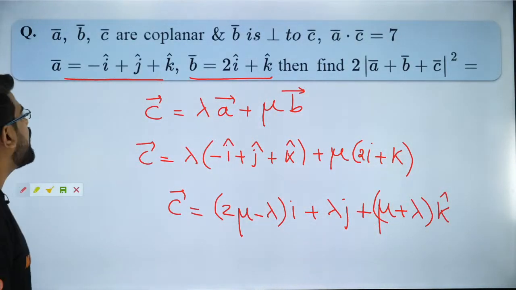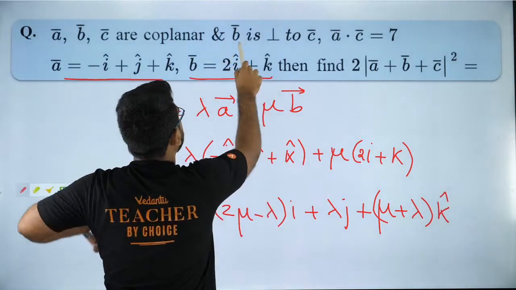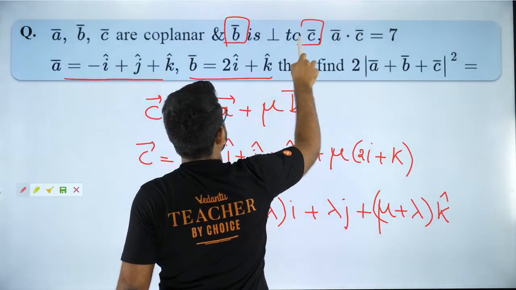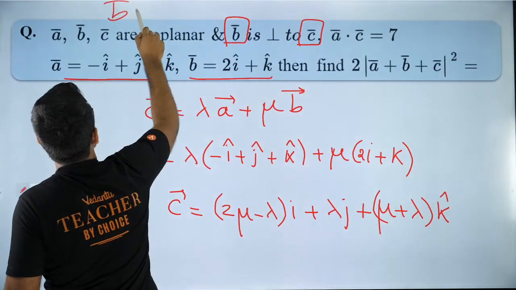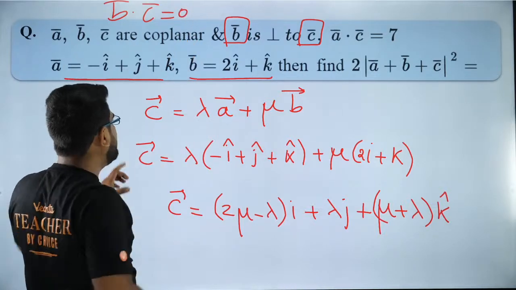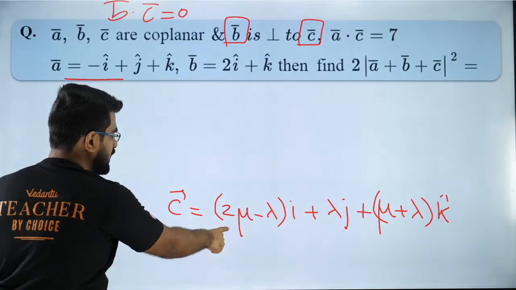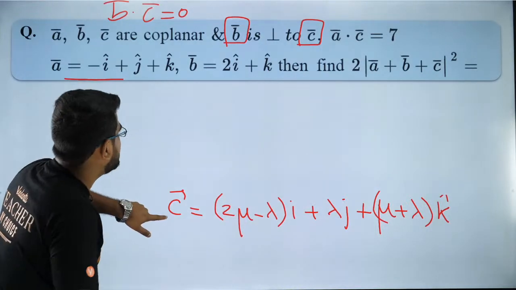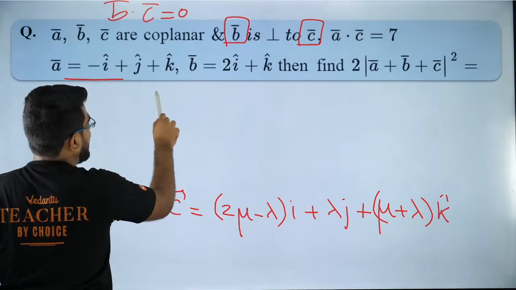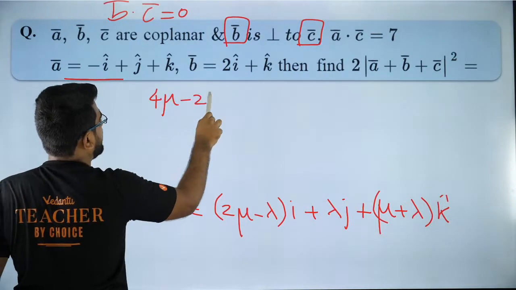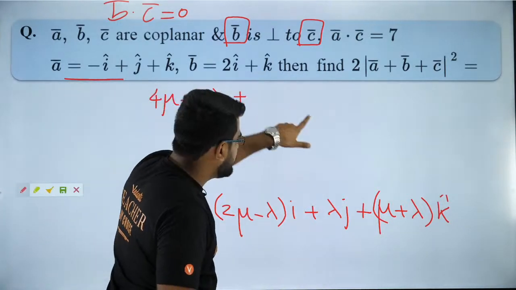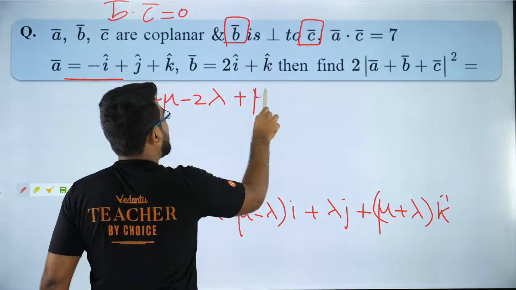Yes? Now what do I know? I know that my B vector is perpendicular to C vector. So can I say B dot C is 0? So if I do B dot C, what will I get? So this is my C vector. B dot C will be what? 2 into this. So I'll have 4 mu minus 2 lambda plus 1 into (mu plus lambda). So that will be 0.